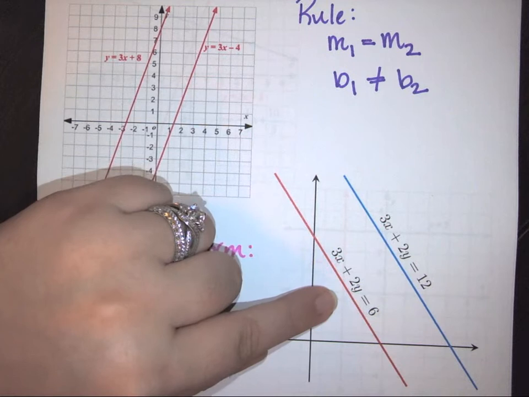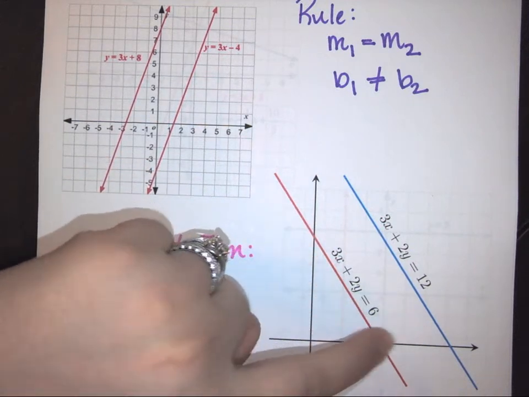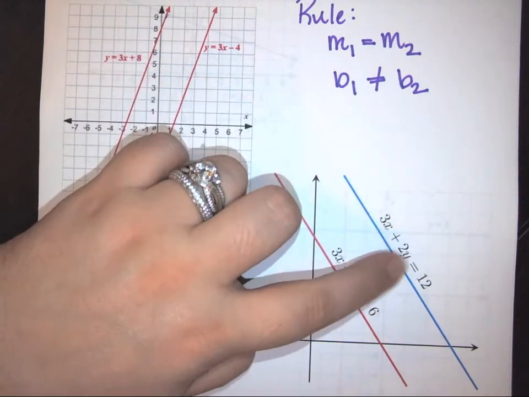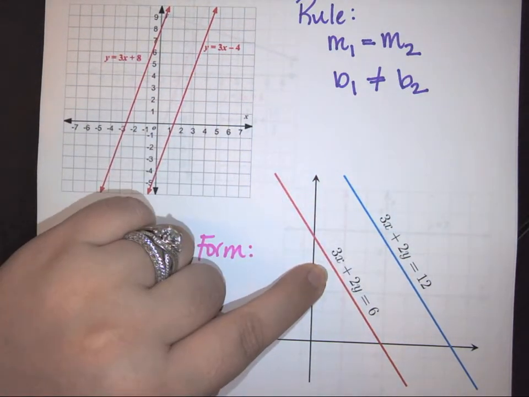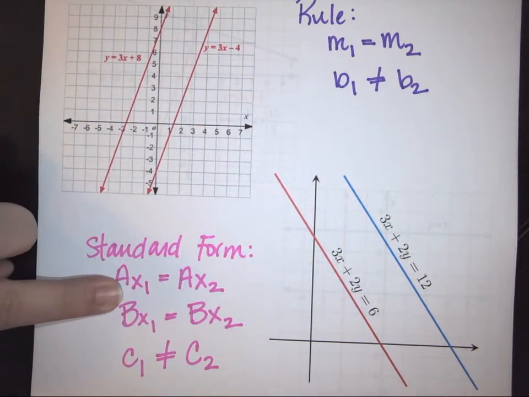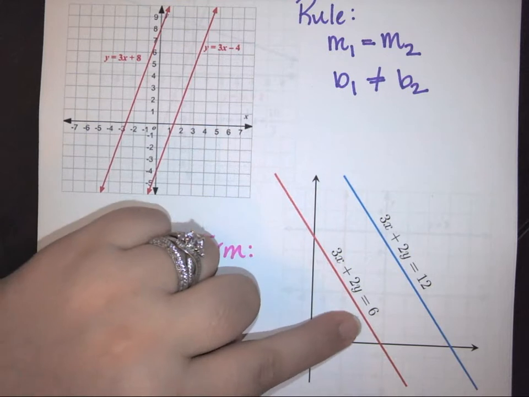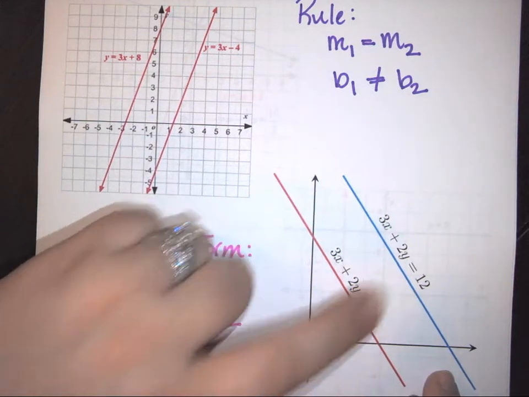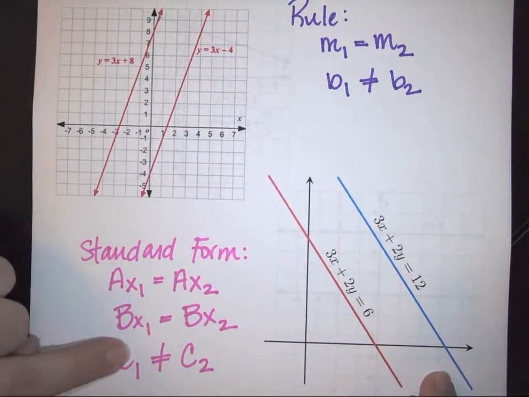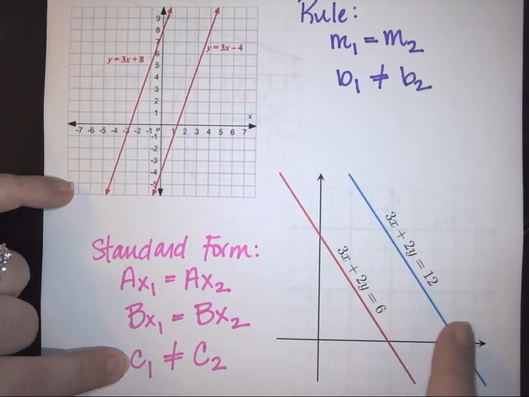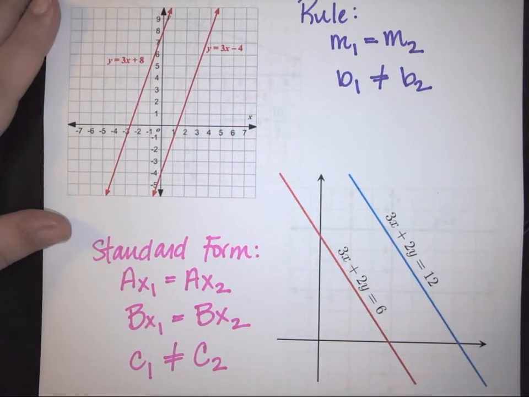So if you look at these two lines here, again notice they visually look to be parallel. Here I have 3x plus 2y. If I look at my second line, I have a 3x plus 2y, which satisfies the first half of my formula. But notice my two C's do not equal each other. My first one is a 12, my second one is a 6. That satisfies the second part of my rule. Therefore, these two lines would be said to be parallel.